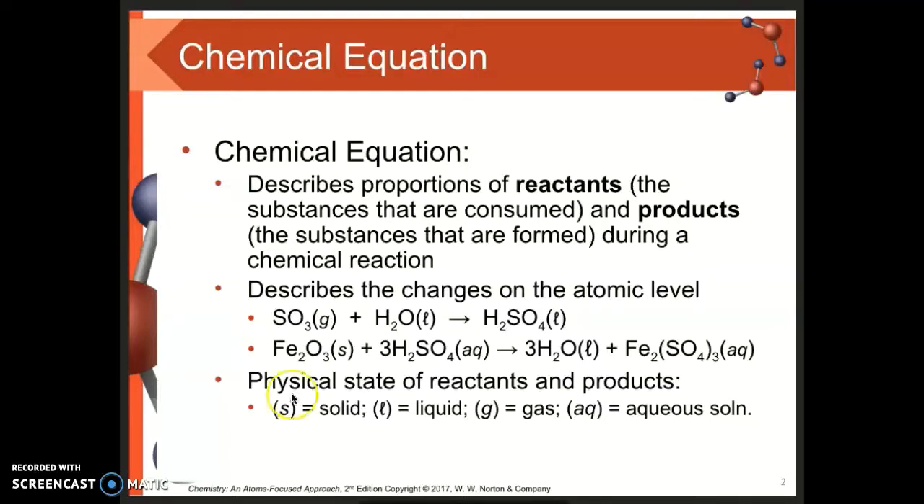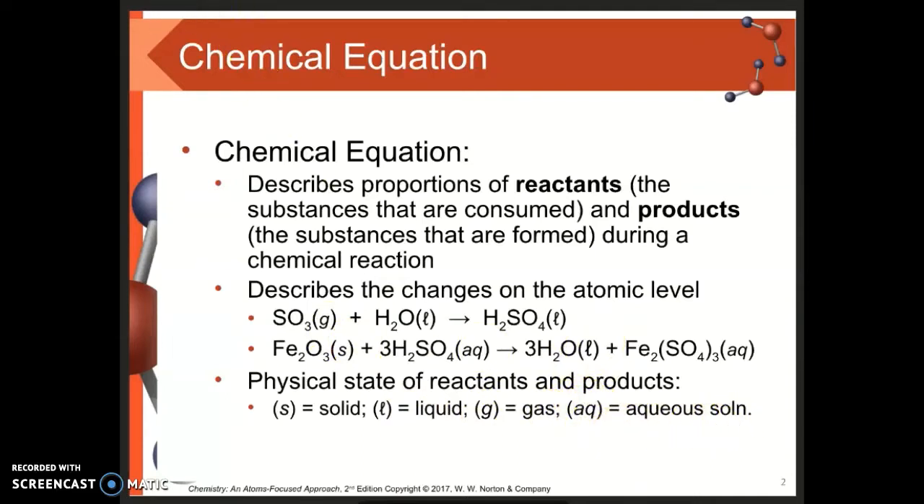So, for example, I look at sulfur trioxide, it reacts with water, and it forms sulfuric acid. I take that sulfuric acid, react it with iron(III) oxide, and I get water and iron(III) sulfate. Now, another piece of information that we can get from the chemical equation is the state of matter. So S refers to solids, L refers to substances in the liquid phase, G refers to gases, and AQ refers to anything that is in aqueous solution.